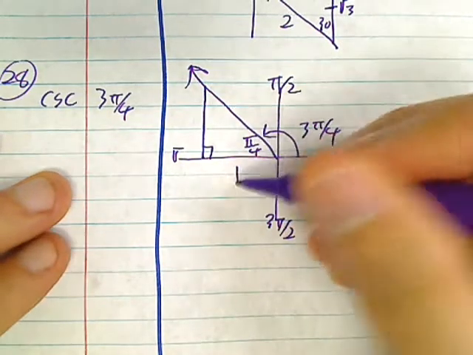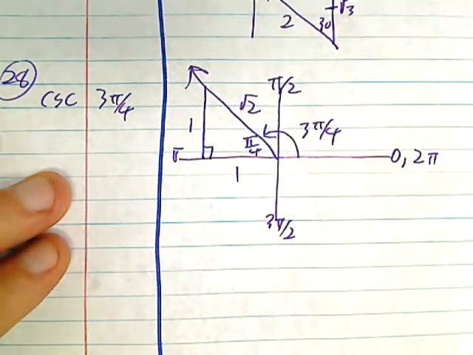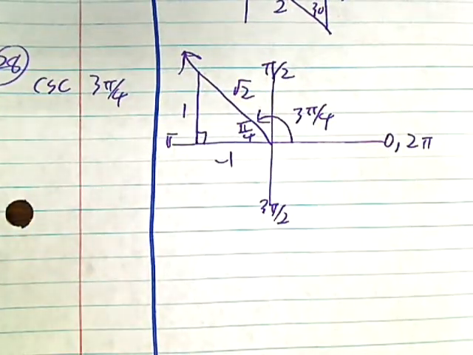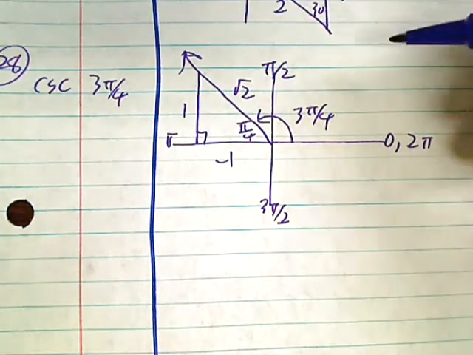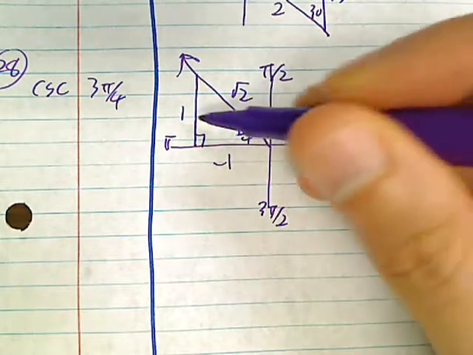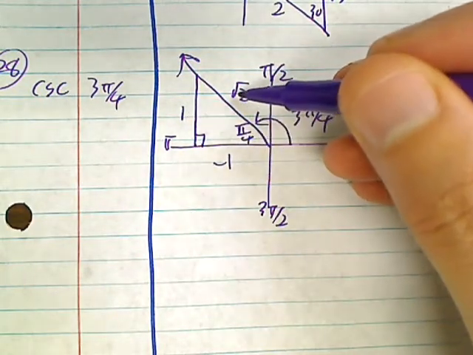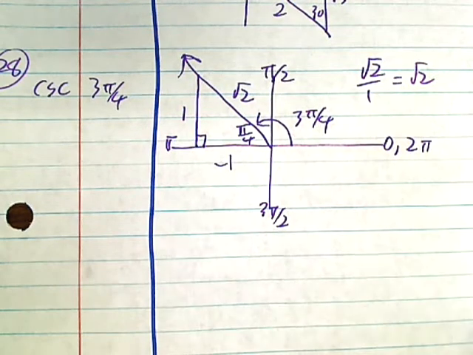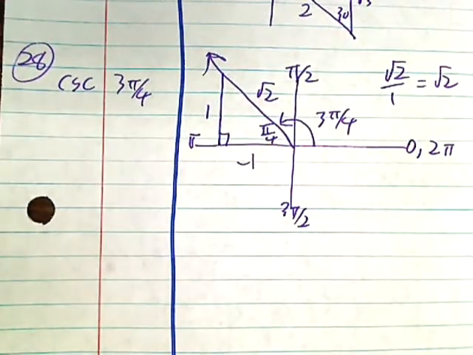Well, pi over 4, this is a 45, 45, 90 right triangle, so I will label it like so. The x-coordinate is negative in the 2nd quadrant. Cosecant is the reciprocal of sine. So sine is opposite over hypotenuse. So cosecant is hypotenuse over the opposite, square root 2 over 1, or just square root 2. Okay, I did a couple in that section. These are really important to be able to do, so make sure you're able to do them.